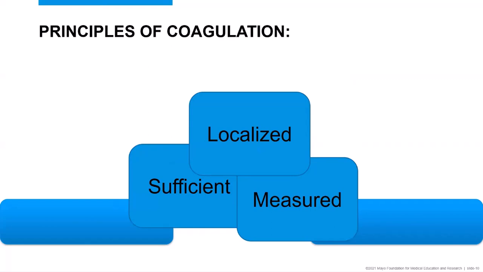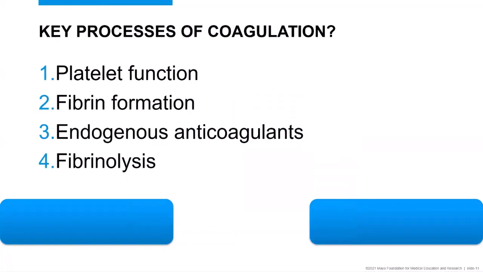So put a pin in these three in your minds: we need hemostasis that is sufficient, we need hemostasis that is measured, and we need hemostasis that is localized. So these principles are the foundation for the process that we're going to talk about. When we're talking about these processes, there are actually four processes of coagulation.